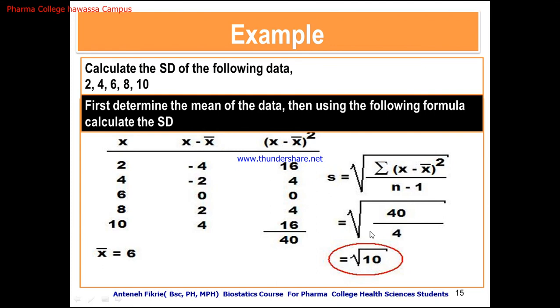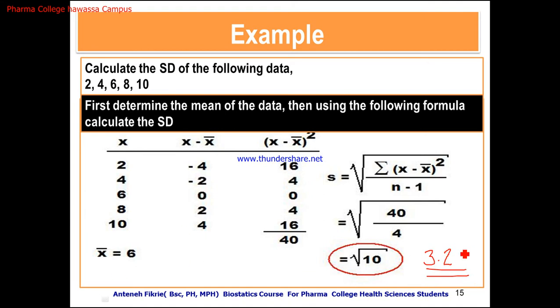That is nearly 3.2 or something like that. So this is the standard deviation.